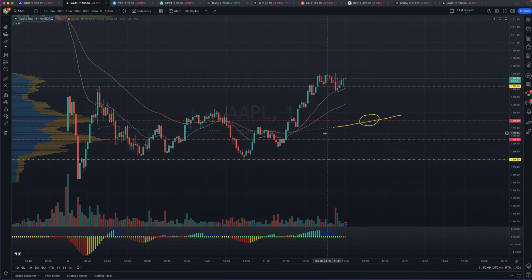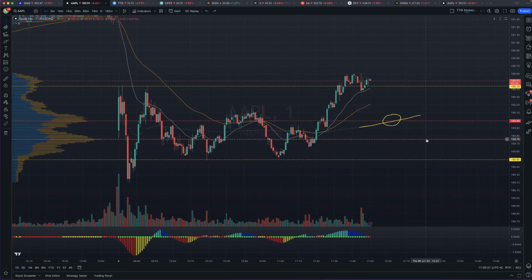But if this were to work back into the pattern, that level and VWAP as the extension continues, that's where I would expect we'd see our first support level.